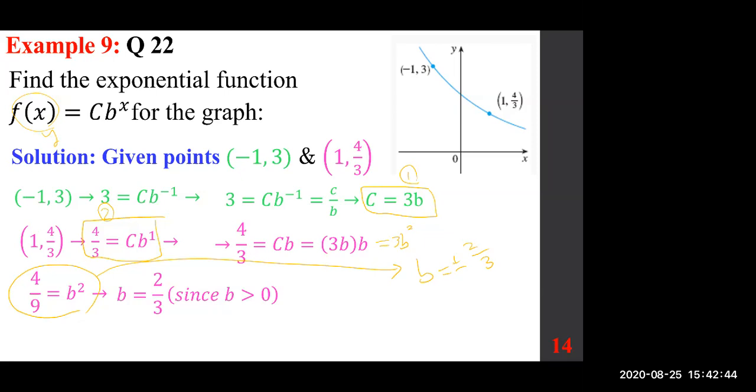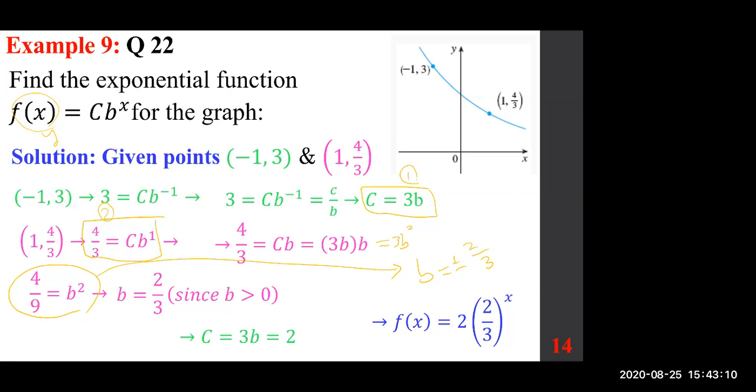B is 2/3, C is 3 times B, and now your function f of x is cb to the power of x. You plug it in, you have the answer. So I hope it's straightforward how we arrive at it.